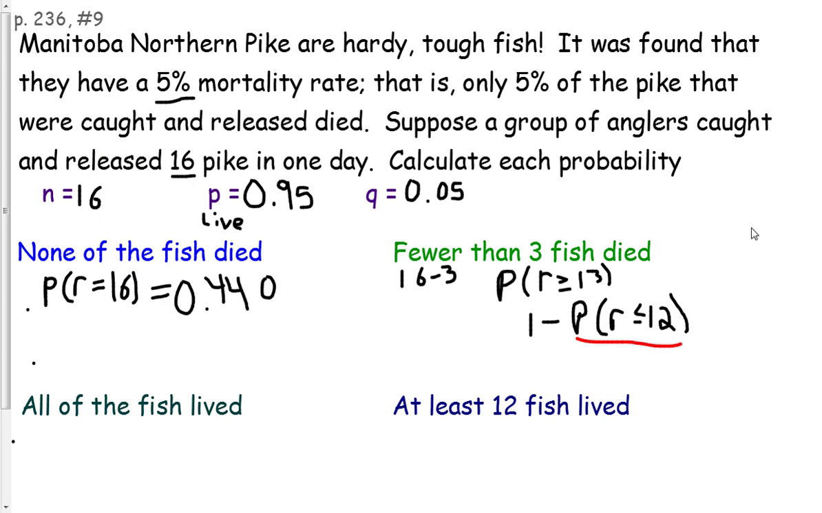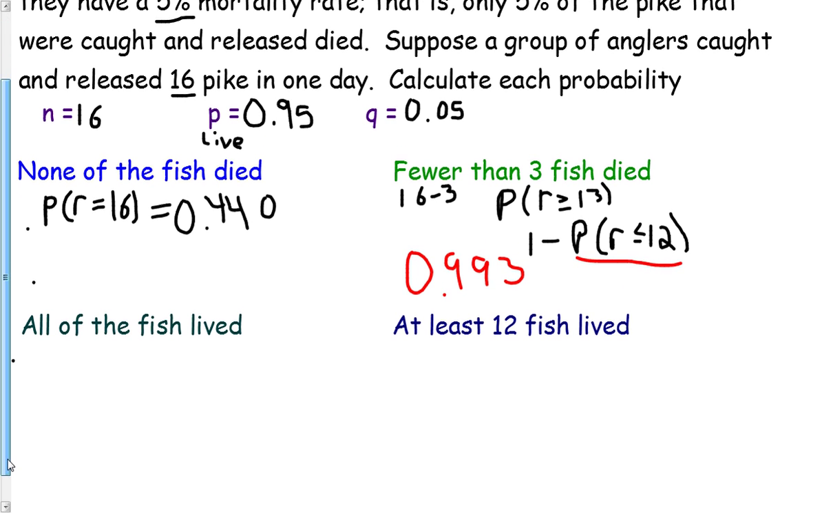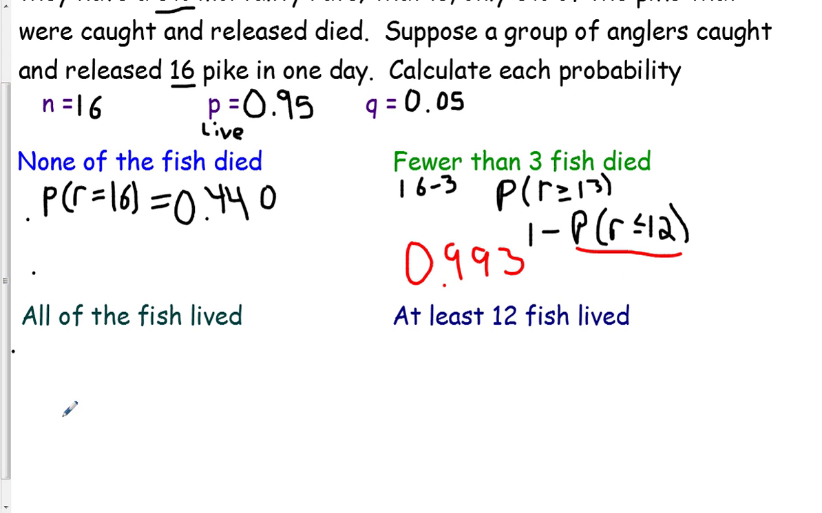So there's a 99.2% chance that less than 3 fish die. Write that out again. 0.9929. So that rounds up to 0.993. Next, all the fish live. Okay, these are the same. We just found what if none of the fish dies? That's the same as all the fish living. So we already did that one. That's probability of R equals 16.